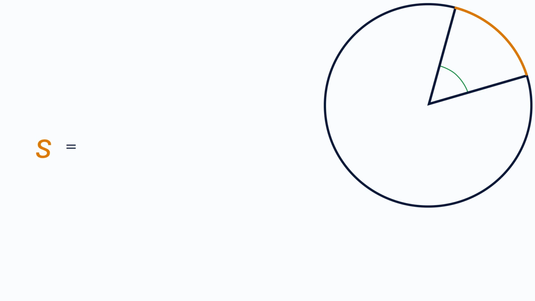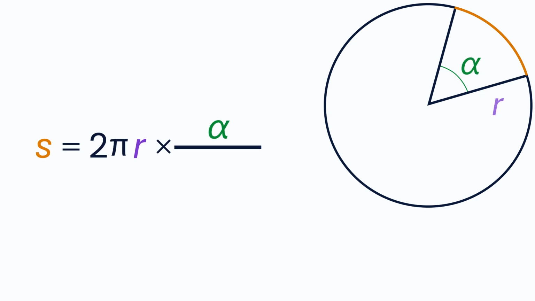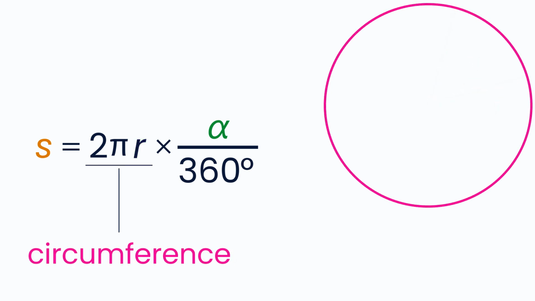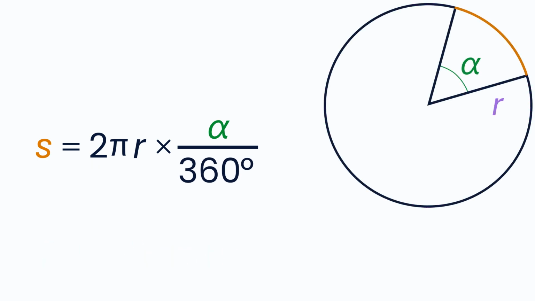Let's take a closer look at the formula. S equals 2 pi r times alpha over 360 degrees. The factor 2 pi r is the circumference of the complete circle. The factor alpha over 360 degrees is the fractional part of the circle which the arc covers.